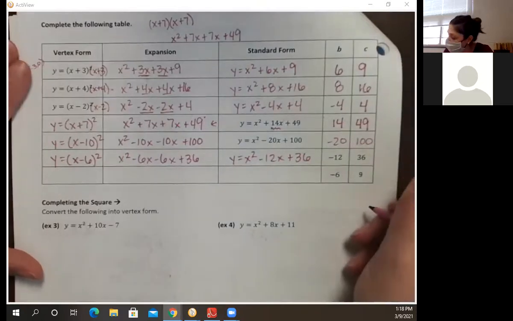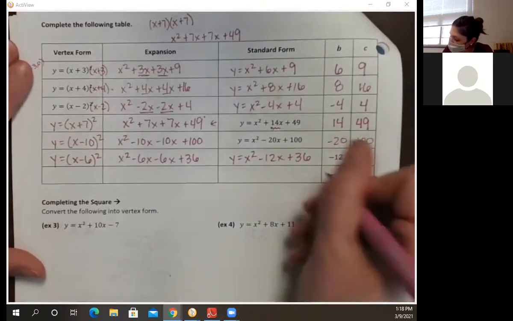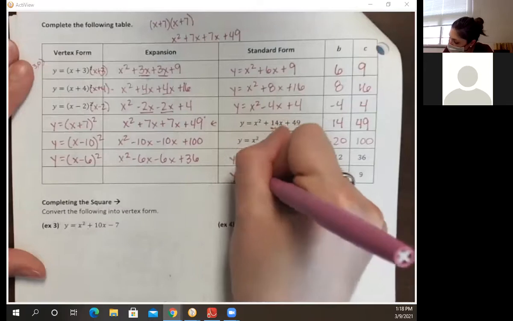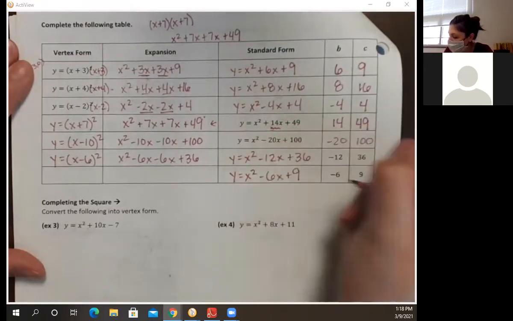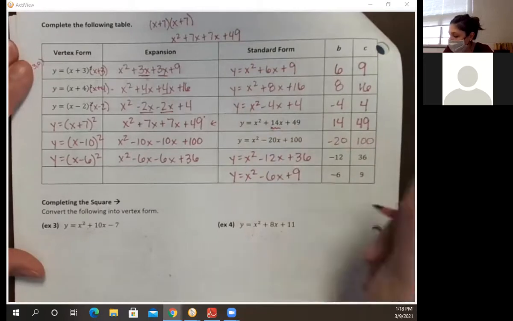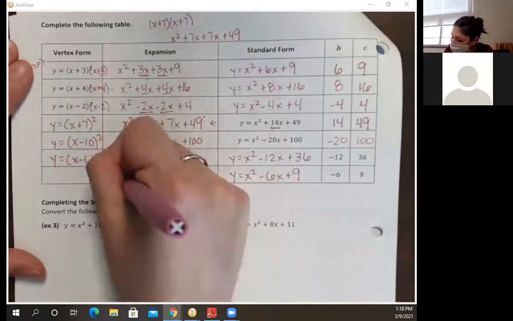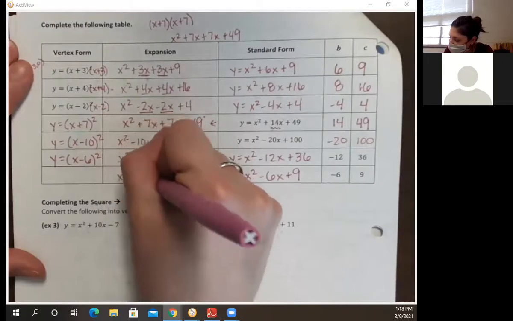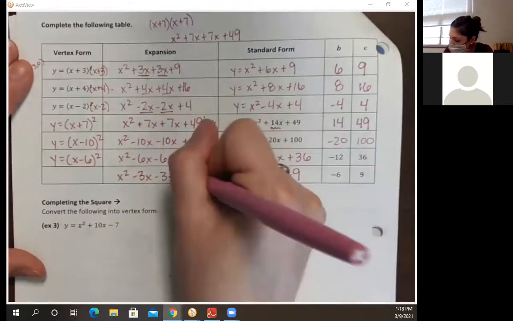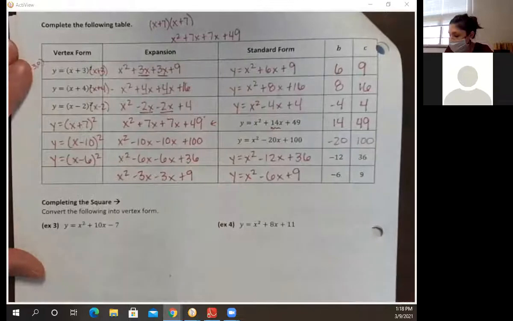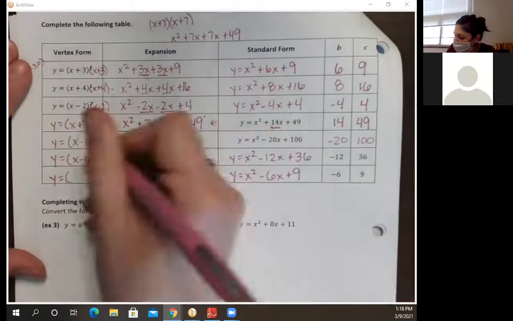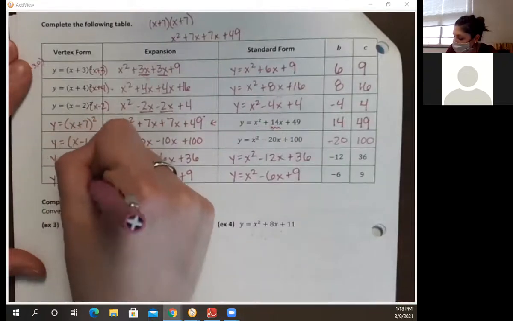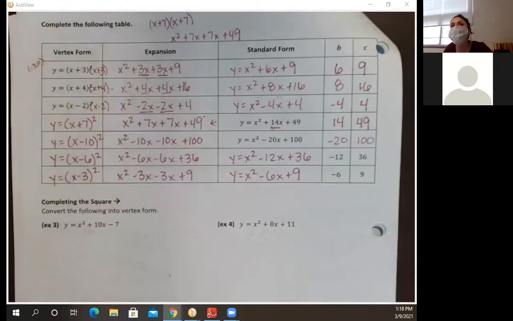And then for our last one, same idea. There's my b and my c values. So I know standard form would be x squared minus 6x plus 9. I'm going to split that negative 6x. So x squared minus 3x minus 3x plus 9. And I got this by multiplying x minus 3 by x minus 3, or x minus 3 squared.